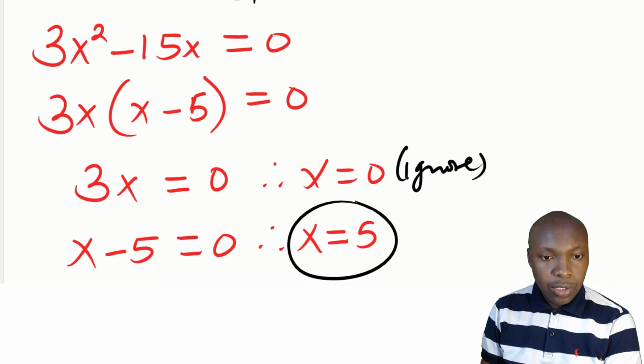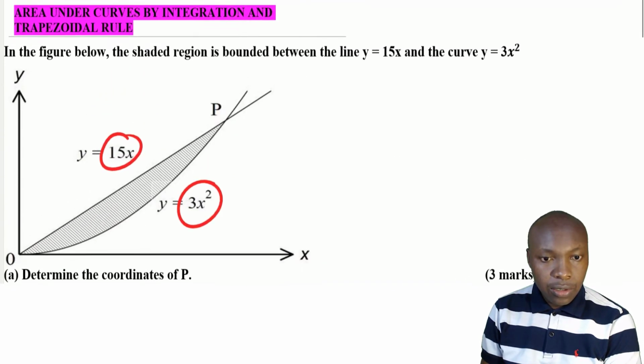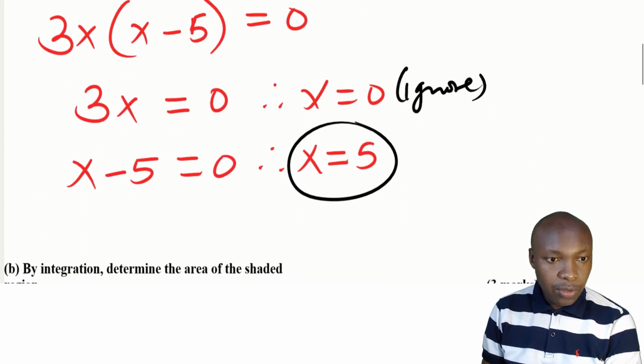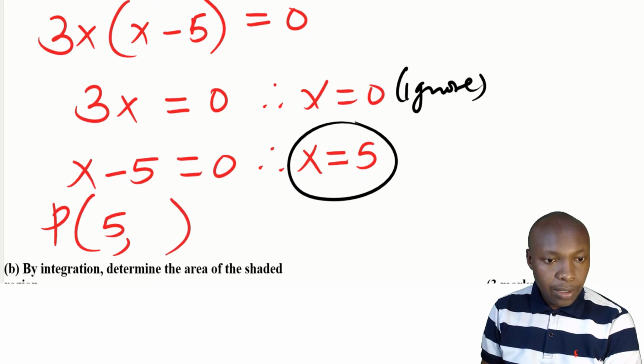We're going to ignore x = 0 since, when looking at the curve, the point of intersection P cannot have the x coordinate as 0, so we take 5. At that point of intersection, the x coordinate will be 5. So it will run from 0 to 5. Therefore we have x = 5, and the point of intersection P is given by x = 5.